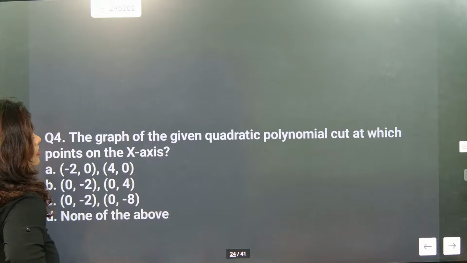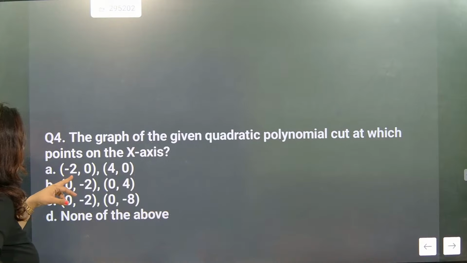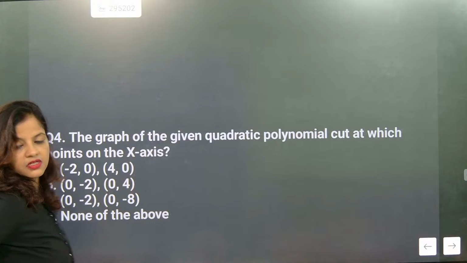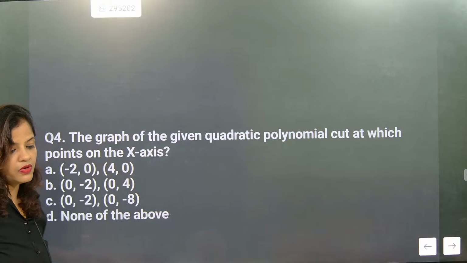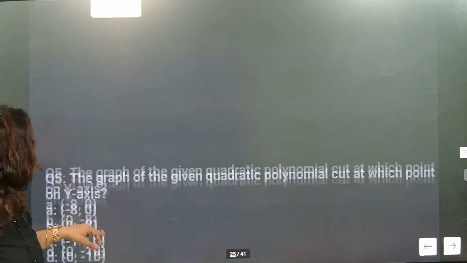The graph of the given quadratic polynomial cuts the x-axis at which points? On the x-axis it was cutting at minus 2 comma 0 and 4 comma 0. Yes, that's true. Minus 2 comma 0 and 4 comma 0.